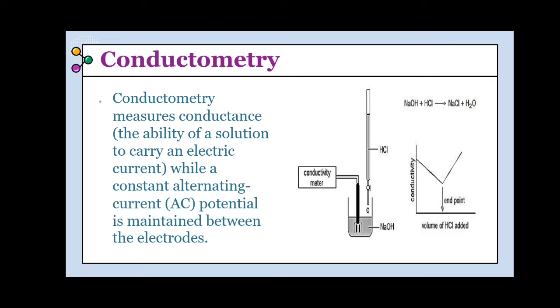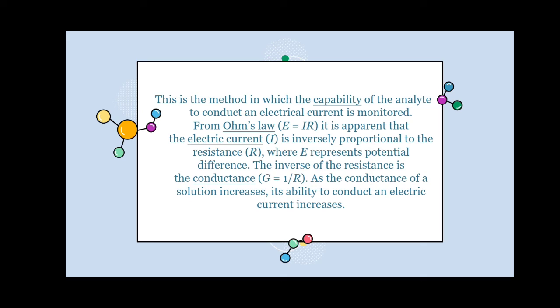Conductometry. This is the method in which the capability of the analyte to conduct an electrical current is monitored. From Ohm's law, E equals IR, it is apparent that the electric current I is inversely proportional to the resistance R, where E represents potential difference. The inverse of the resistance is the conductance, G equals 1 over R. As the conductance of the solution increases, its ability to conduct an electric current increases.